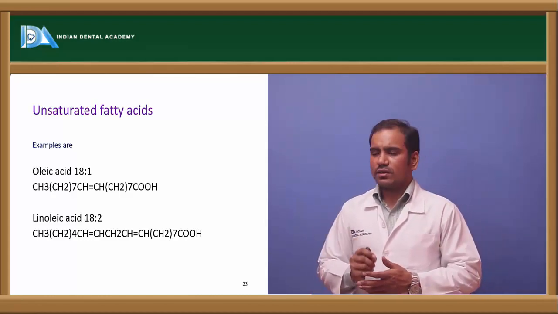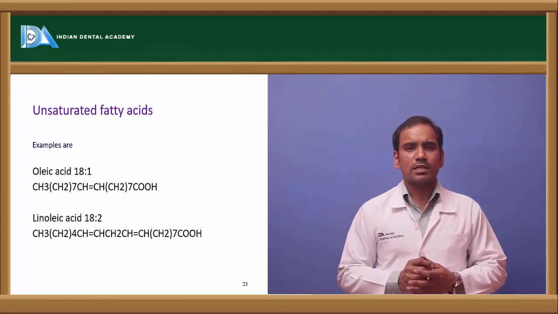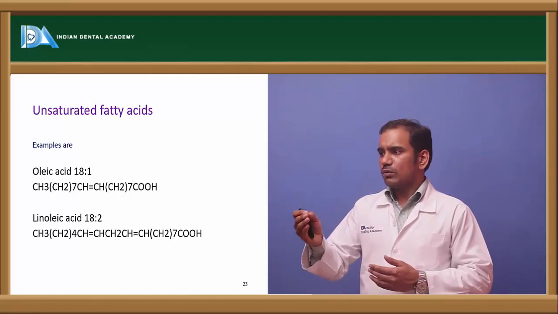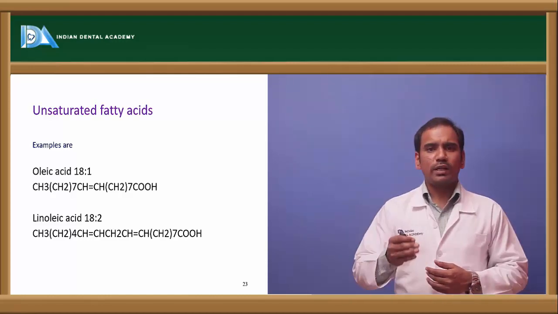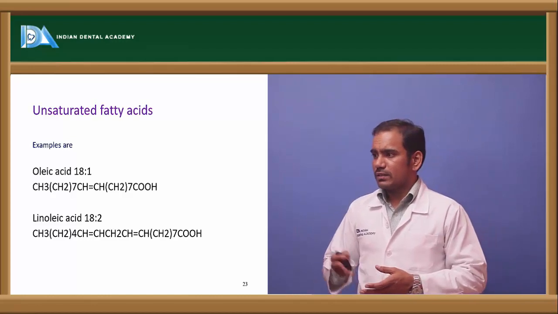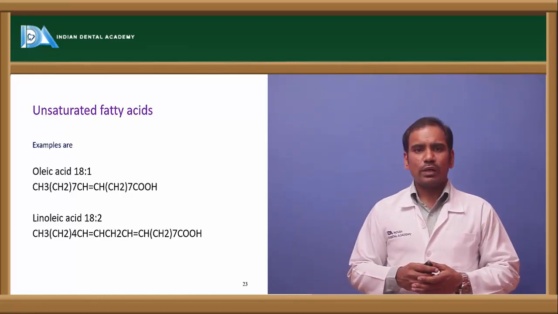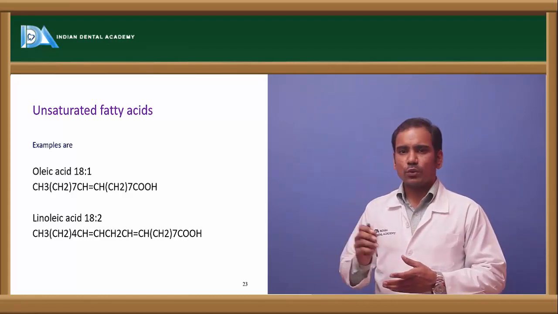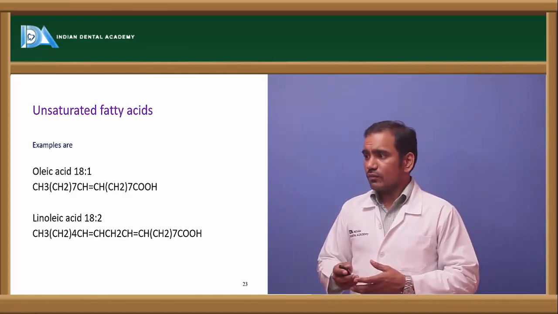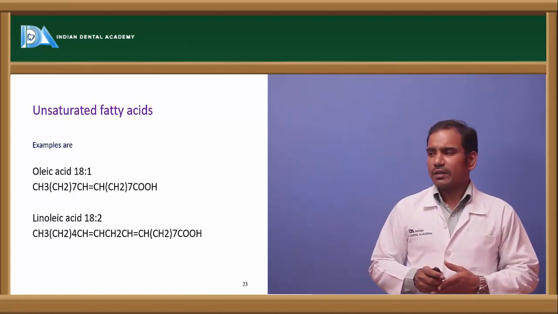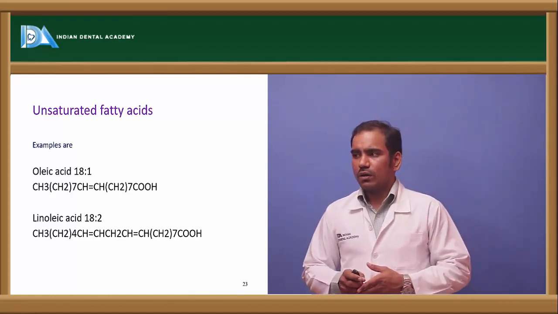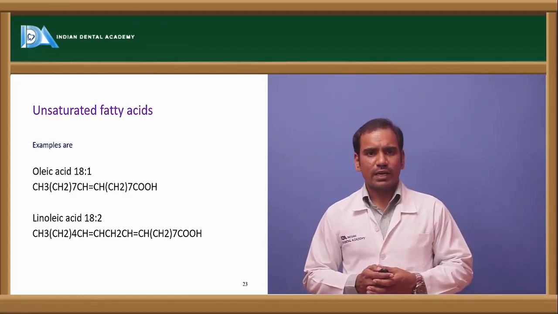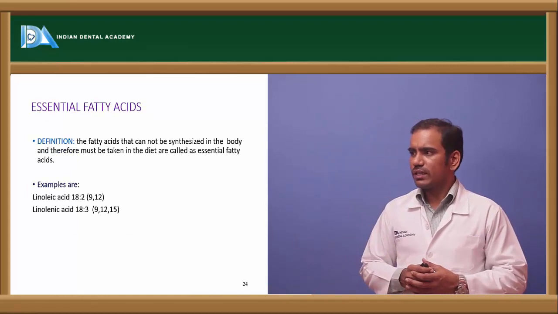When unsaturated fatty acids have one double bond, we call them monounsaturated fatty acids. If they have more than one double bond, we call them polyunsaturated fatty acids. The other example, linoleic acid, has 18 carbons, but it has two double bonds. 18:2 means it has two double bonds, at the positions between the 9th and 12th carbons. So these are the two examples of unsaturated fatty acids having double bonds in their structure.